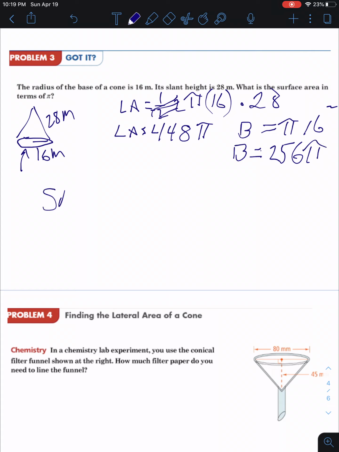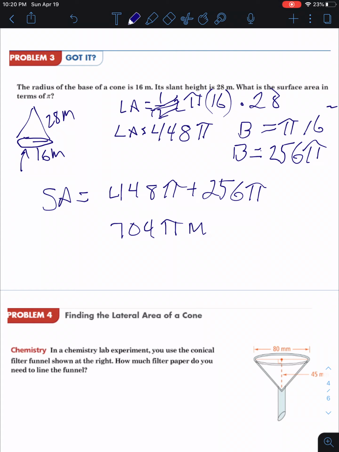So the surface area then is the lateral area, 448 pi, plus the base, 256 pi. Add those together, I'm going to get 704 pi, and on this one it's meters squared. That would give us the exact answer in terms of pi. All right, we'll go down to the next one.